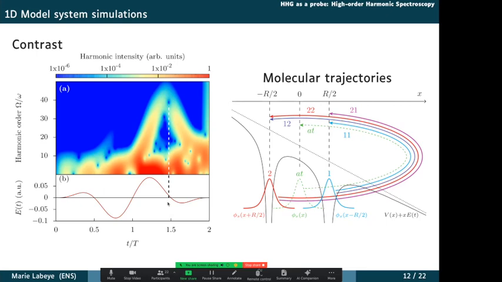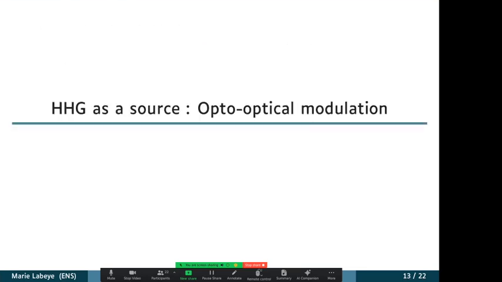To really go further into the detail, I will need a lot more equations. So I have more equations if you're really interested. But I wanted to keep time to talk a little bit about the other side of HHG, which is HHG used as a light source, because this is also a very broad field that is very active in research.